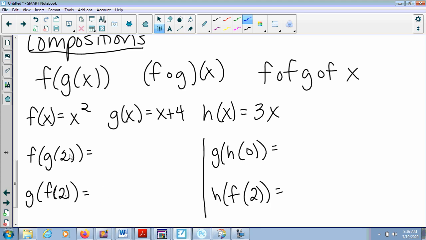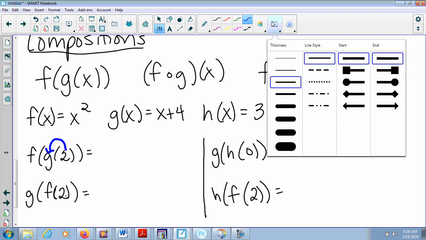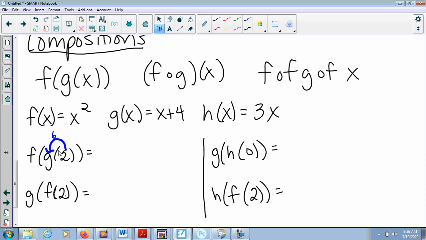So our first one says you're going to take 2 and put it into the g function. Where's our g function? It's right here. So I'm plugging 2 into the g function. What is 2 plus 4? And everybody at home said it is 6. So now I've got that 6, and I'm going to take that 6 and plug it into the f function. What is 6 squared? 6 squared is 36. So our answer is 36.